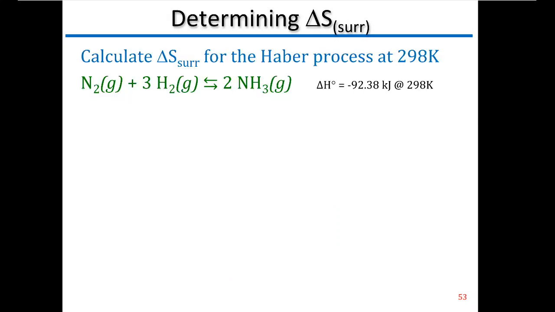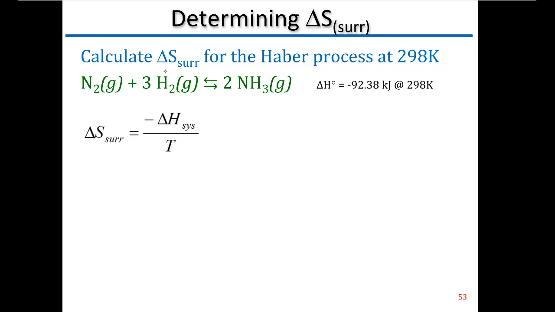So suppose we wanted to calculate delta S surroundings for the Haber process. So remember, we looked at delta S of the system. I said it was negative, and that was sort of interesting to us because we said, wait, entropy always has to increase. Okay, but we showed that it decreased. So let's take a look at this. So here again we have nitrogen plus hydrogen gives us ammonia, and that gives a delta H value.